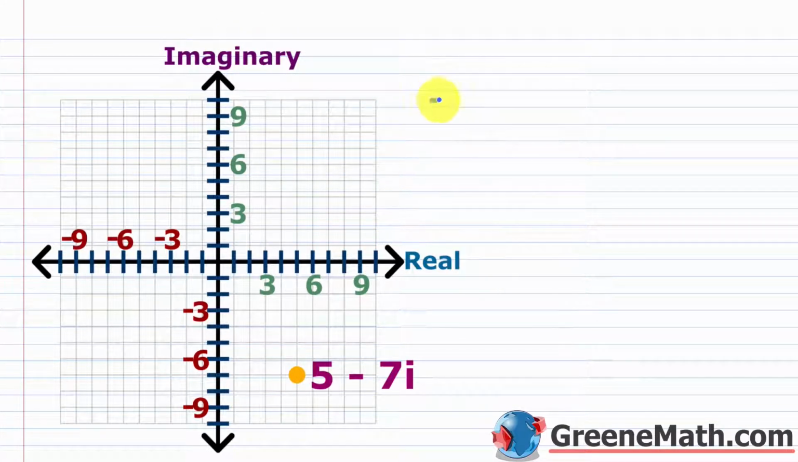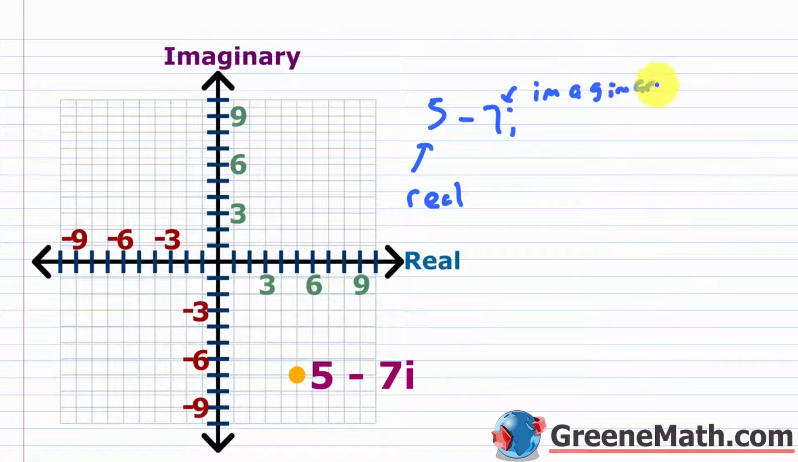So if I have something like 5 minus 7i, again, this is the real part. We talked about this earlier. And then this right here, the 7, is the imaginary part. So all I need to do is move 5 units horizontally. 5 is positive, so I'm moving to the right. So I'm going to go 1, 2, 3, 4, 5. Right there. And then I want to move 7 units down vertically, on the imaginary axis, because it's negative 7. So 1, 2, 3, 4, 5, 6, 7, and it's going to put me right there. So this is going to be my 5 minus 7i plotted on the complex plane.